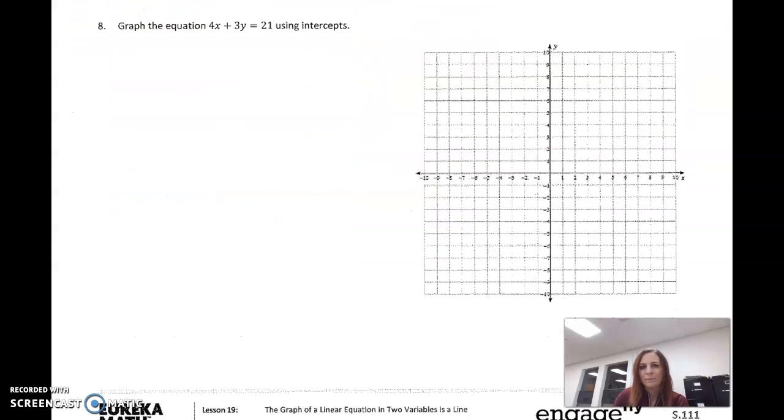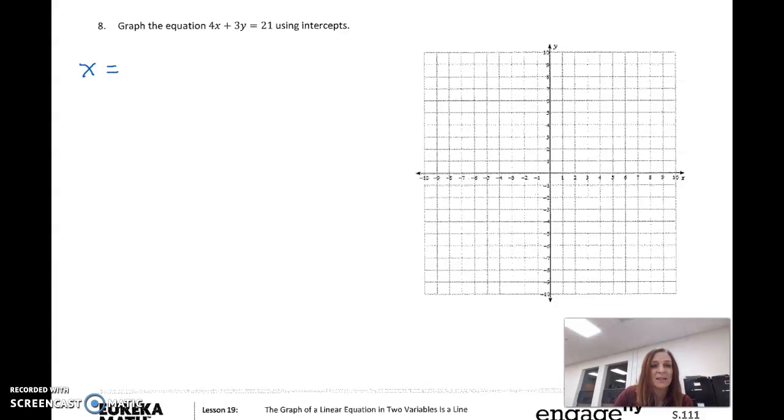One more real quick. When I look at this, well, I guess it didn't work out too great. I was hoping I'd have one that worked out to be integers, but that's okay. We're still just practicing. So I am going to use intercepts.